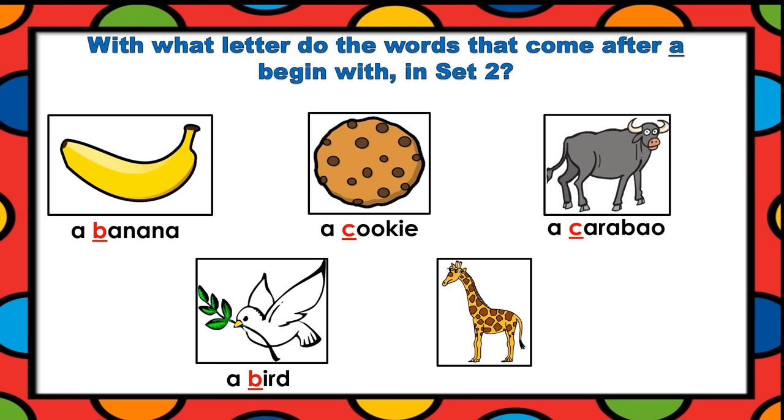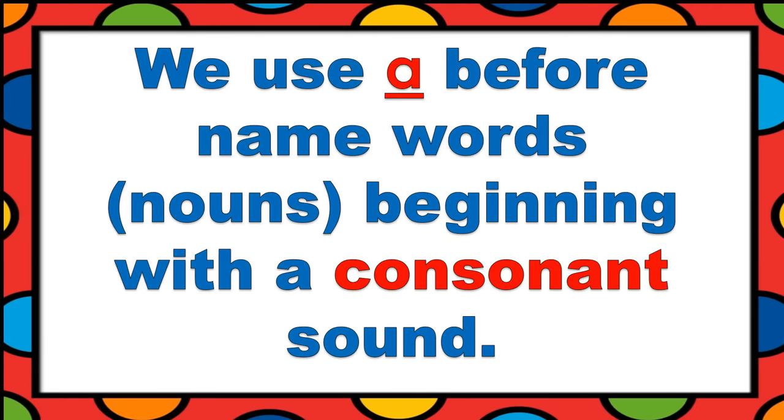A bird. The word that comes after a is bird. Bird starts with the letter B, which is a consonant. A giraffe. The word that comes after a is giraffe. Giraffe starts with the letter G, which is a consonant. We use a before name words, nouns, beginning with a consonant sound.